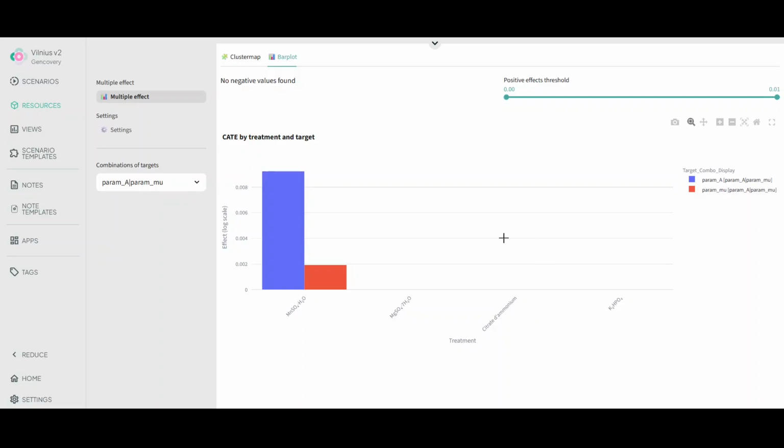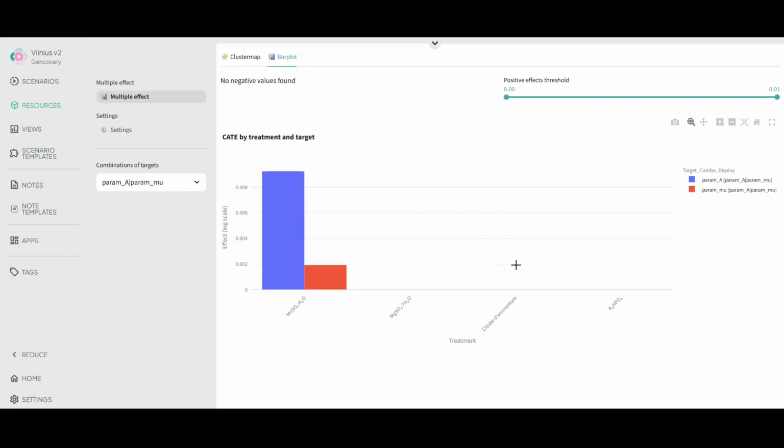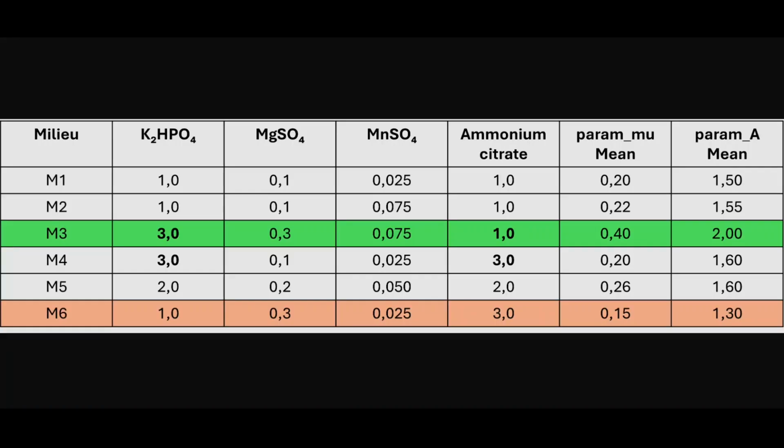This doesn't mean they are unimportant. PLS and random forest demonstrated they are the strongest predictors. What it means is that in this particular design of 6 media, dipotassium phosphate and magnesium sulfate covary together. They are both high in M3 and both moderate in M5, so the causal algorithm cannot isolate their individual contribution reliably. Ammonium citrate's effect is also near zero, again because its effect is entangled with dipotassium phosphate in M4 and M6.